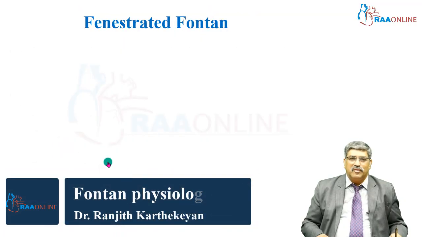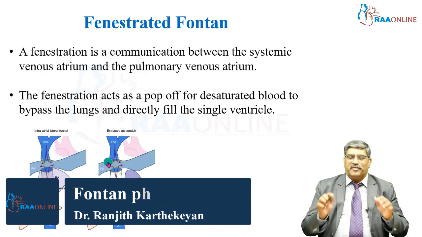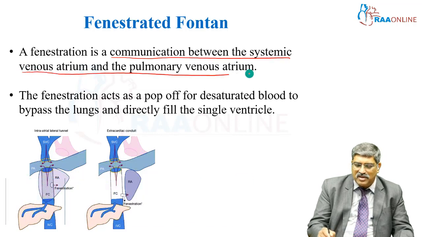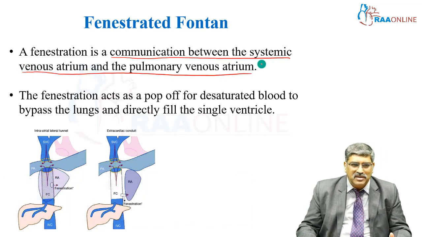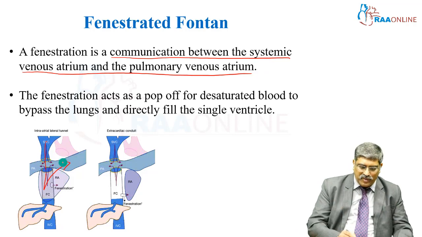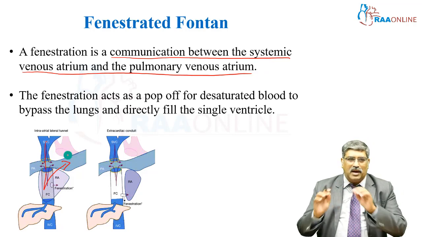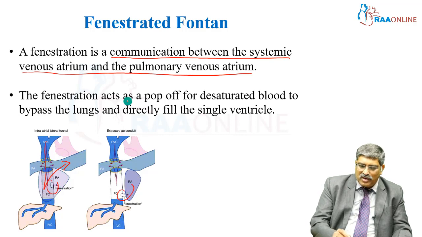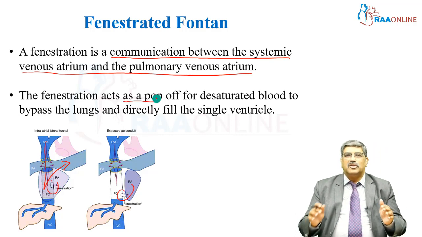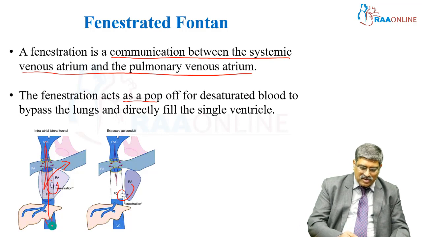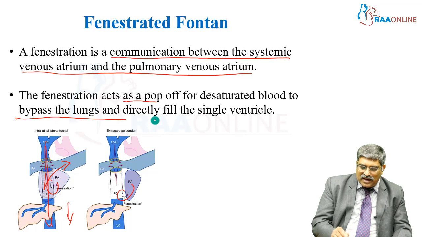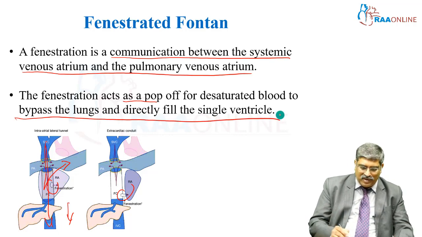Now coming to fenestration. This fenestration is nothing but a communication between the systemic venous atrium and the pulmonary venous atrium. You have the conduit which goes into the pulmonary artery. By doing this fenestration, you create a pop-off so that the pressure in the circuit comes down. By doing this, you bypass the lung and directly fill the ventricle.